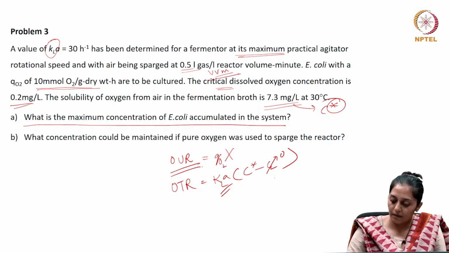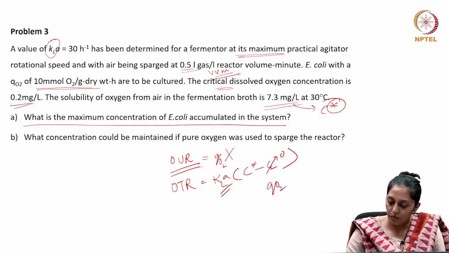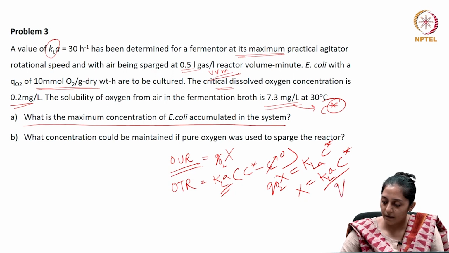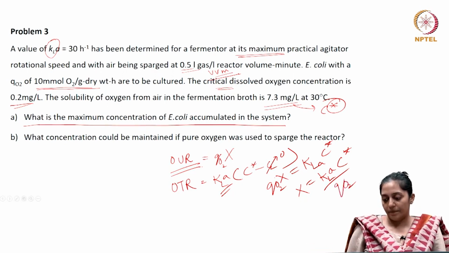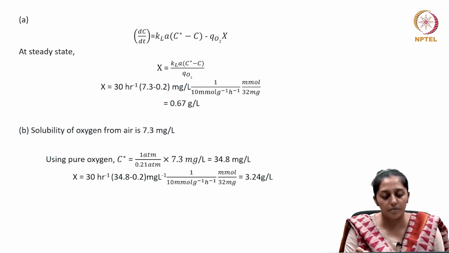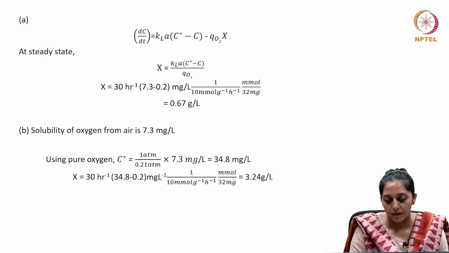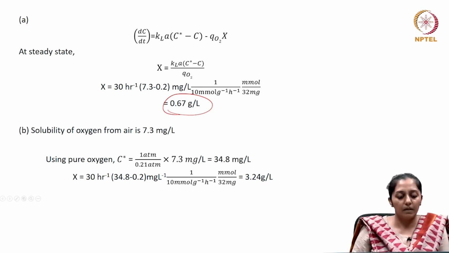So, let us equate QO2 times X equal to KLa C star. So, your maximum possible X which can be supported can be calculated when you know KLa, C star and the specific oxygen demand. So, this is what has been done here. At steady state, you are making the units consistent. The biomass possible is found to be 0.67 grams per liter.